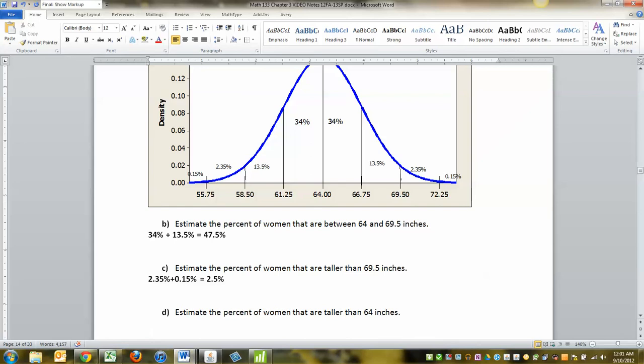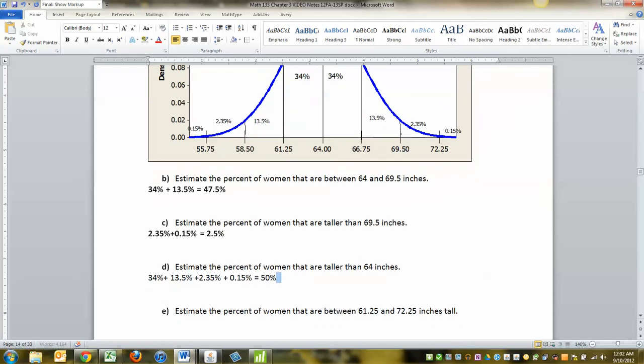All right, what about women that are taller than 64? Well, I'm going to give you a hint on that one. You don't really need to do any work. All right, look, 64 is the middle, right? And the whole curve makes 100%, right? So shouldn't it be 50%? Exactly. Now, if you want to, you can type 34% plus 13.5% plus 2.35% plus 0.15%. If you want to do it that way, that's fine. But you could honestly do that one without any work because it's kind of obvious.